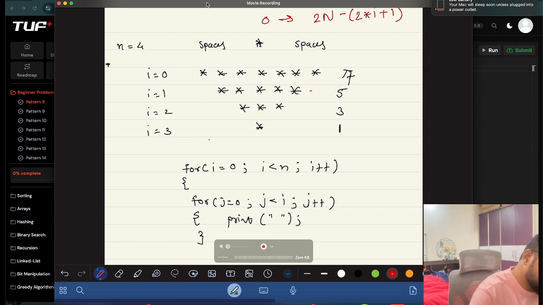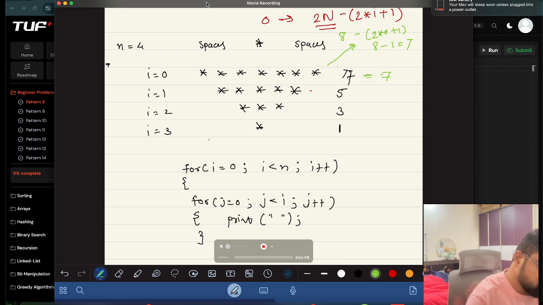So 2n, what is 2n? 2n is nothing but 8. 2 into 4 is 8, minus 2 into i. We are doing this for the first row, so i is 0. 2 into 0 is 0, plus 1 is 1. So 8 minus 1 comes to be 7. So for this row the formula is correct.